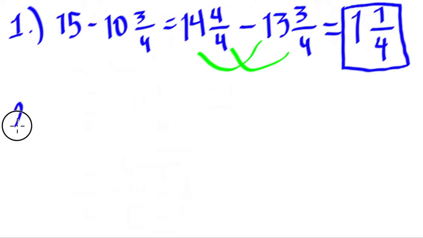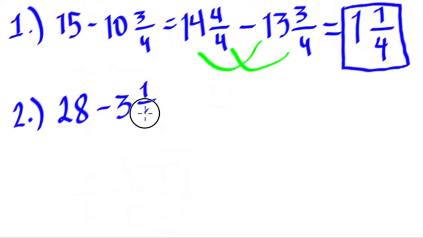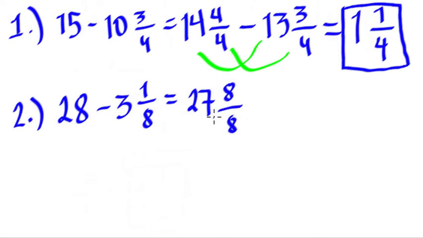For number 2, our second example, say we have 28 subtracted by 3 and 1/8. We're going to make this 28 into 27, but we're going to make the one that we took from 28 a fraction. This fraction will have a denominator of 8, since we have 8 as our denominator, so it will be easier because we can make them similar fractions. So this is 27 and 8/8, which is actually equivalent to 28 if we combine them. Minus 3 and 1/8.